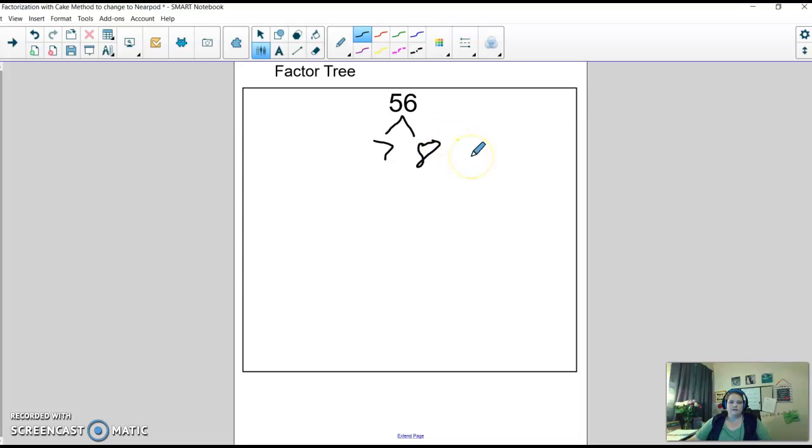Another reason that I don't like this method is because you have to know your prime numbers, because that's the numbers that we have to circle. Well, I know that 7 is a prime number. If you didn't know that 7 was a prime number, then you wouldn't circle it. So now I have to keep going, because 8 is composite. Well, 8 is 2 times 4. Well, 2 is a prime number, so I'm going to circle it. 4 is not, so I have to keep going. And 4 is 2 times 2.